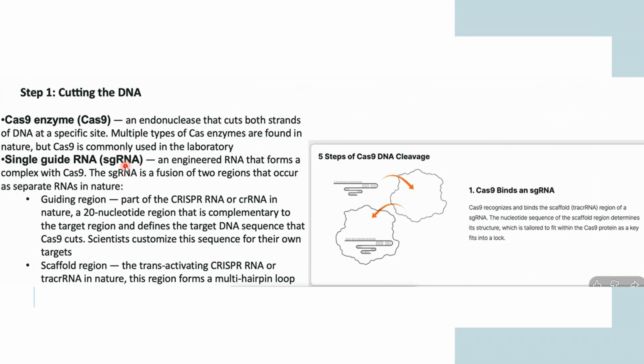So first of all, cutting the DNA. As we have discussed already, Cas9 is an enzyme, an endonuclease that cuts both strands of DNA at a specific site. This is the particular enzyme responsible for cutting the DNA at specific sites, right? Multiple types of Cas enzymes are found in nature, but Cas9 is commonly used in the lab. The single guide RNA, known as sgRNA, is an engineered RNA that forms a complex with Cas9, and this sgRNA is a fusion of two regions that occur as separate RNAs in nature. So basically, this is a summary of the enzyme.